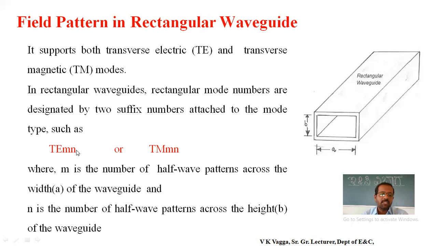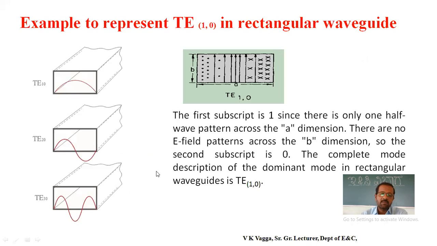And what is the indication of the N? The N is the number of half wave patterns across the height B of the waveguide. You can see the height B. How many half wave patterns are available across the height? If it has 0 half waves, its value is equal to 0. If it has 1 half wave, its value is equal to 1. And if it has 2 half waves, its value is equal to 2 here. So I will consider one example here.